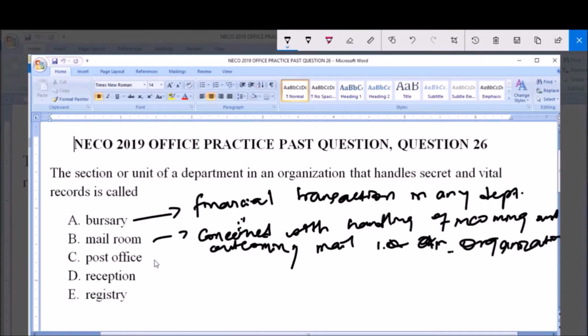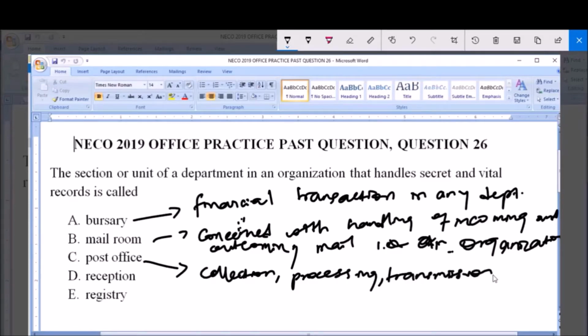Now, C says post office. A post office is responsible for the collection, processing, transmission, and delivery of mail.